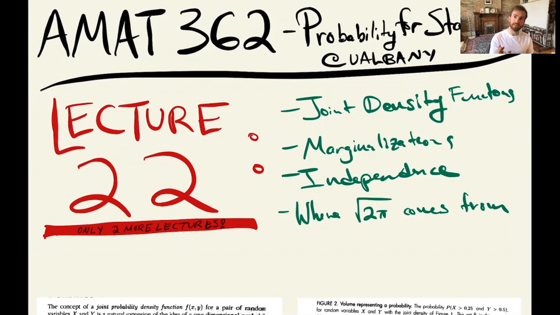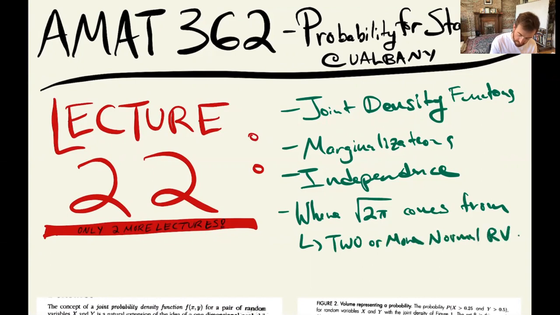We'll go ahead and play out some of the analogs between discrete probability, which we studied in the first half of the course, and continuous probability. One of those analogs is marginalization, which we sort of danced around in the last lecture. This leads naturally to the notion of independence. And we'll look at what happens when we have 2 or more random variables, I should say normally distributed random variables, which will give us an insight on where this mysterious square root of 2 pi came from when we are dealing with just the normal distribution. So 2 or more normal random variables.